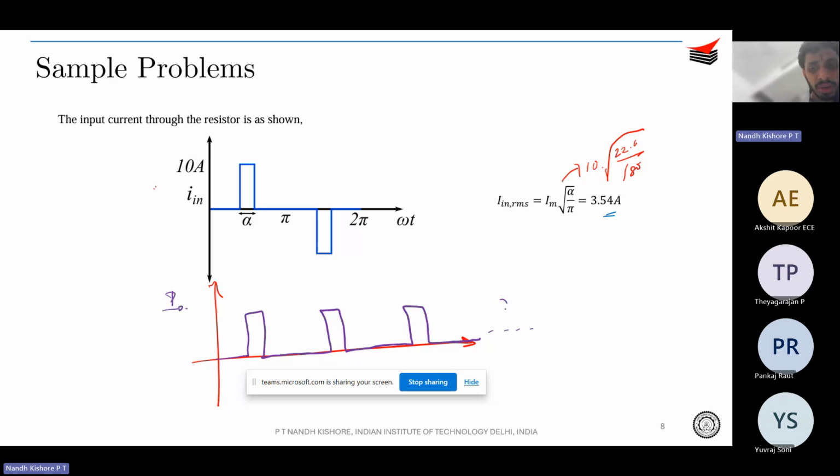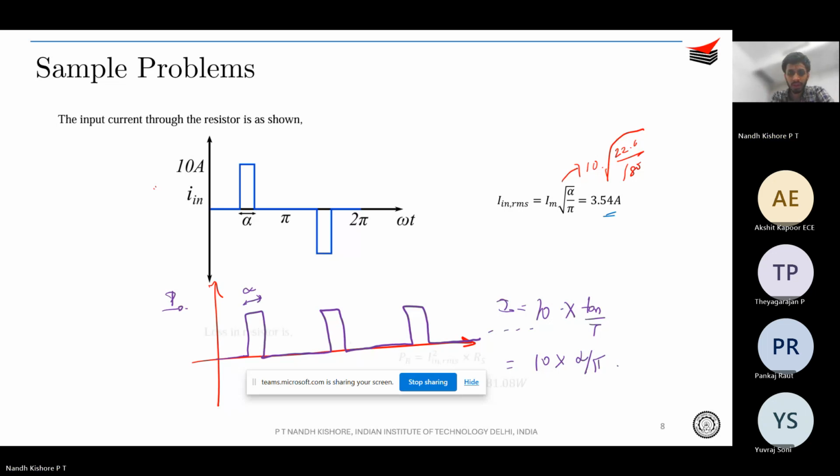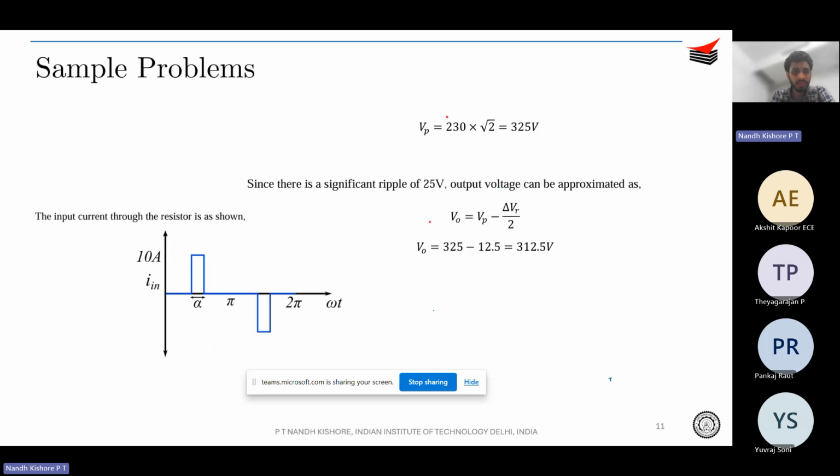So what is the average value of I naught? Average is the normal 10 amperes into T on by T. Correct? That is the area by time. So what is area? 10 into, this is for alpha. So 10 into alpha over pi. Okay, so this will be your I naught. Did you get it? So this will be your I naught average. That's why they have written I naught as Im into alpha over pi.